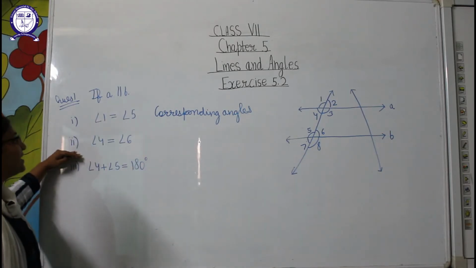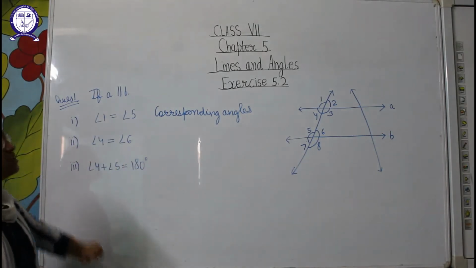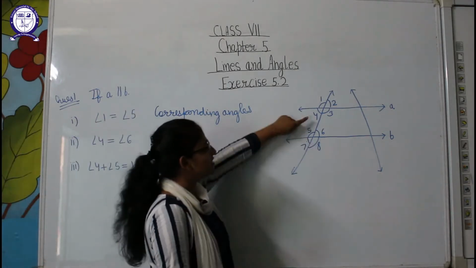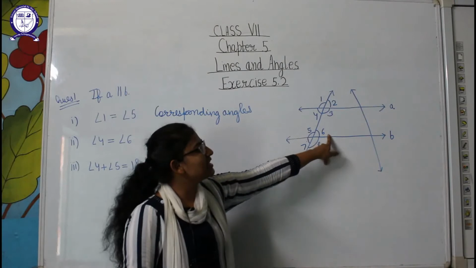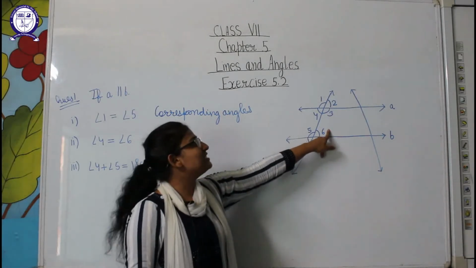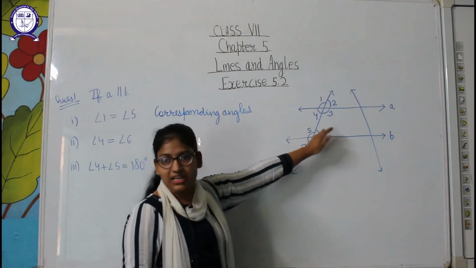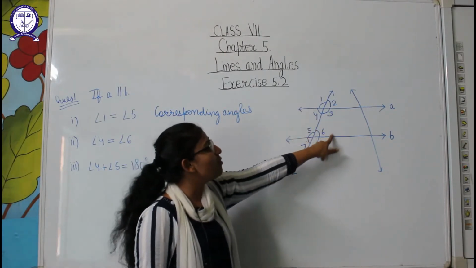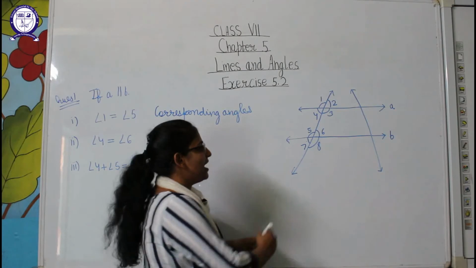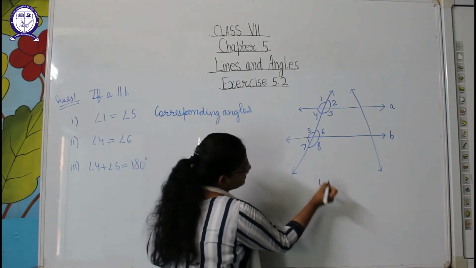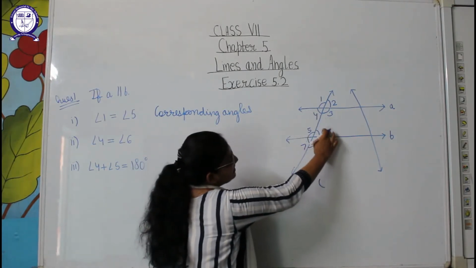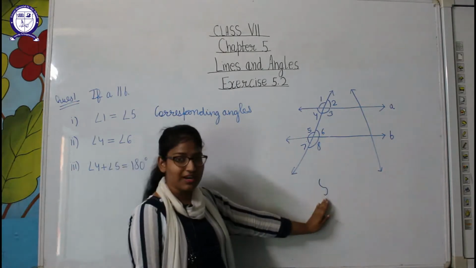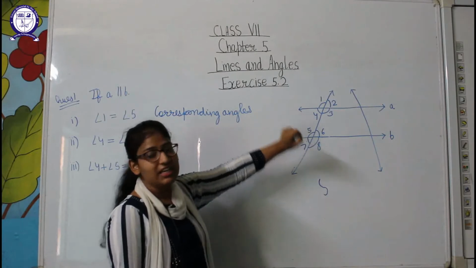Now next part is if angle 4 is equal to angle 6. So what are angle 4 and angle 6 here? This is angle 4 here and this is angle 6 here. We can clearly see that these two angles are in the interior part, okay? And what are they forming? They are forming alternate angles. As 4 is like this and 6 is like this, they are forming the part of the 8. It means they are alternate and also they are in the interior part.